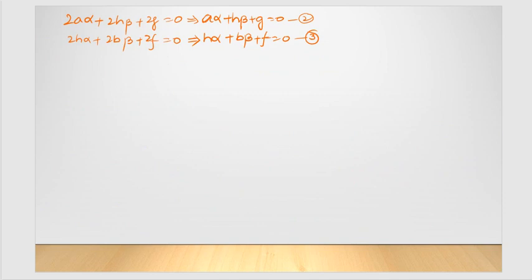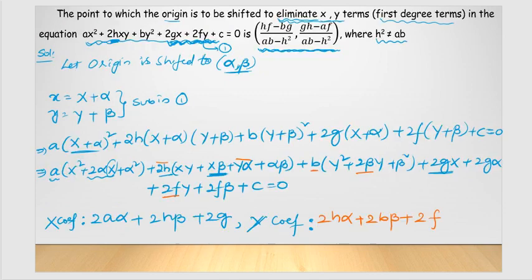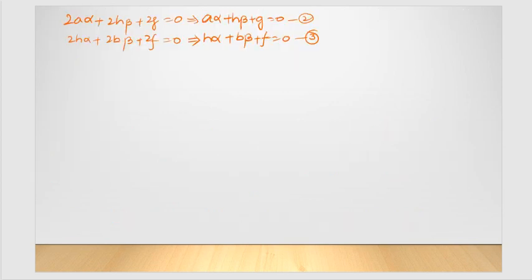Now, what we have considered here, α, β, is nothing but the shift in the origin, right? So from these equations I need to find out the α, β values. For that, I am going to use the cross multiplication method.